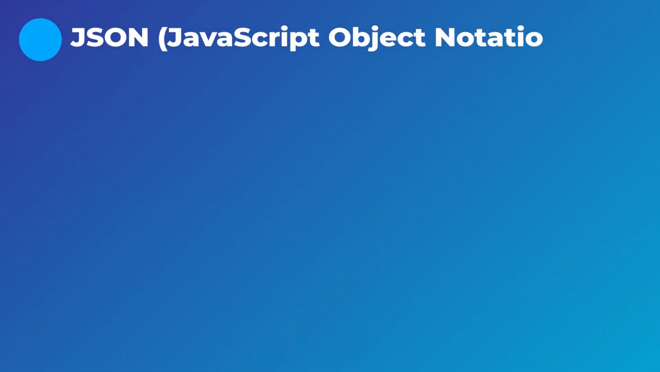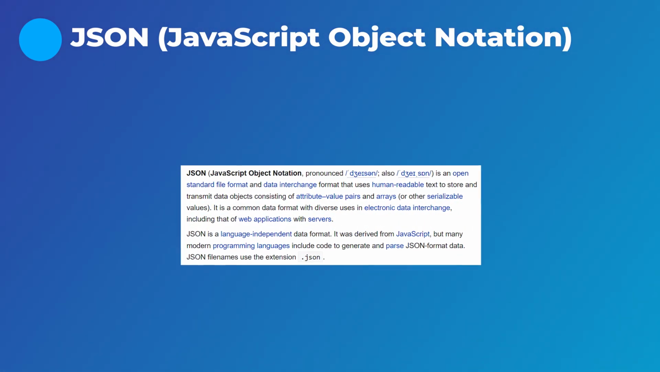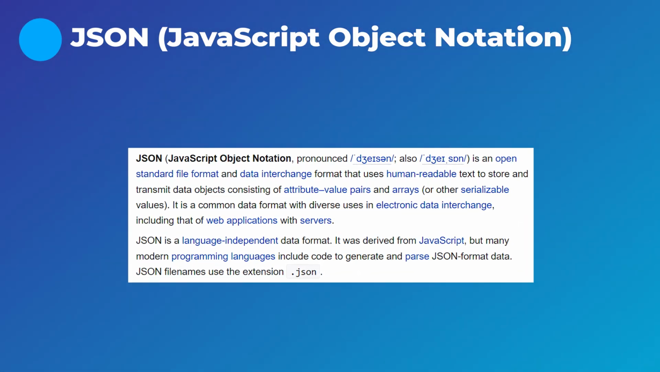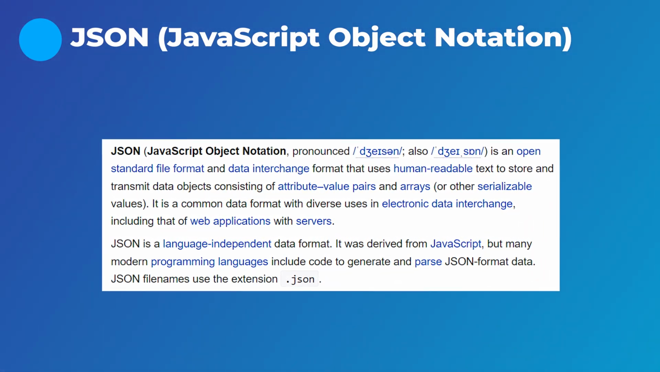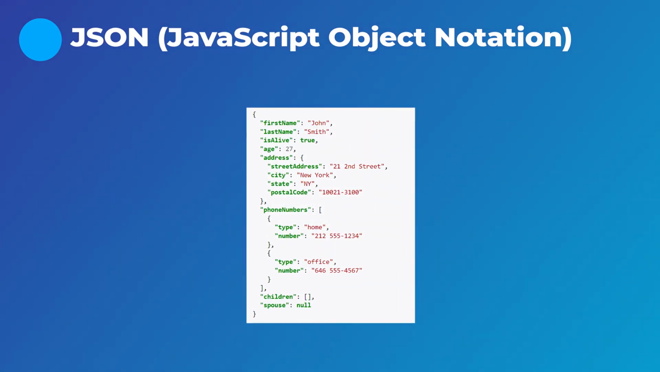The response of an API request is usually in JSON format. Now, of course, it can be in different formats, but the most common one is JSON. According to the formal definition, JSON is an open standard file format and a data interchange format that uses human-readable text to store and transmit data objects consisting of attribute-value pairs and arrays.